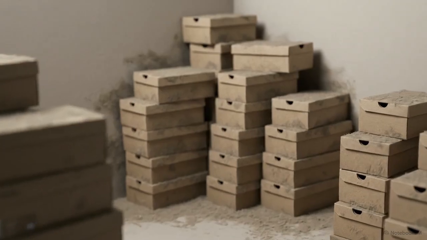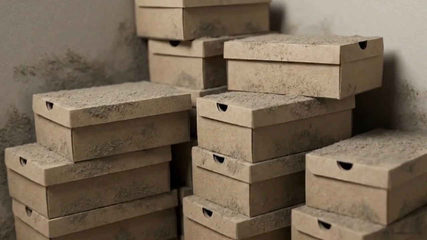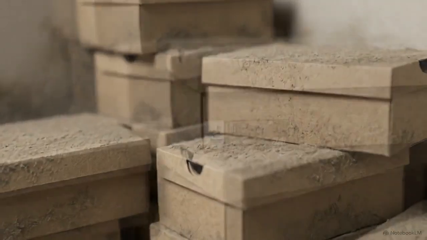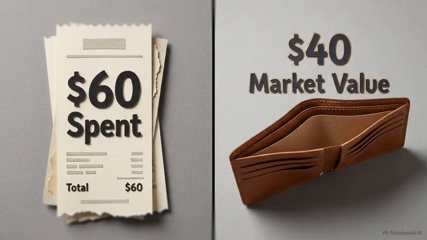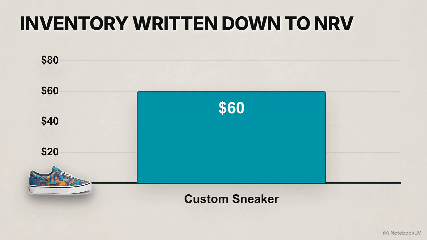But what happens when things go wrong? Imagine Sam buys 20 pairs of chunky dad shoes, but then the fashion trend suddenly disappears. Sam spent $60 to make each pair, but now the most a customer will pay is $40. This comparison shows a vital safety rule. We must value inventory at whichever is lower, the original cost or the cash-out value.